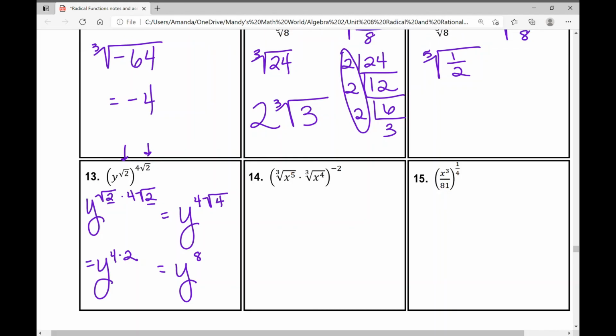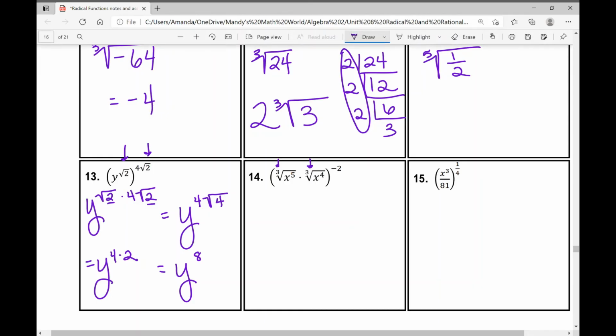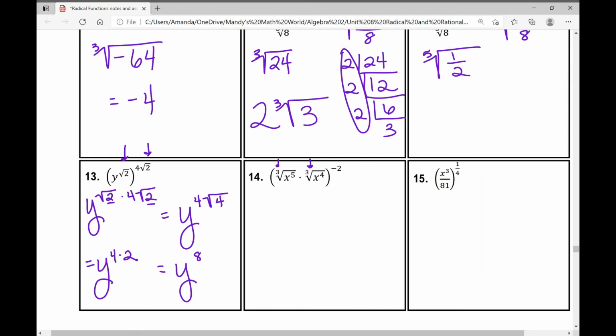I've got the cube root of x to the 5th times the cube root of x to the 4th. Okay, I've got the same index. So what can I do when I'm multiplying? I'm just going to add those exponents, right? I'm going to combine the radicands. So multiply x to the 5th times x to the 4th. Well, that's x to the 9th. So I'm going to rewrite this as the cube root of x to the 9th raised to the power of -2. So let's first tackle what's inside our parentheses, the cube root of x to the 9th.